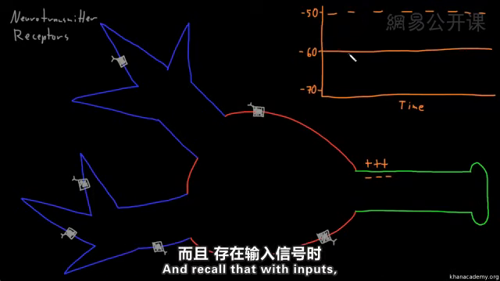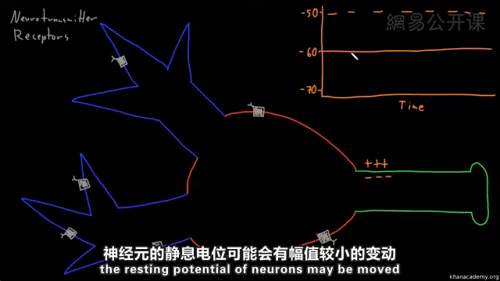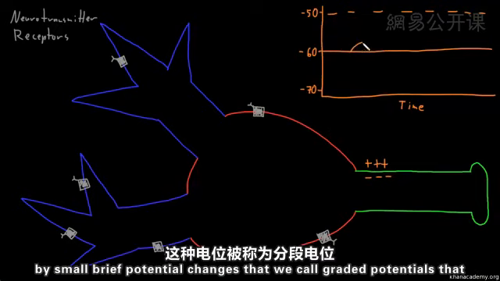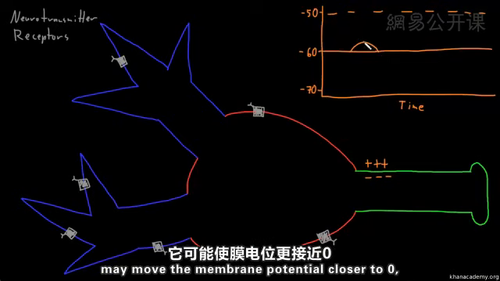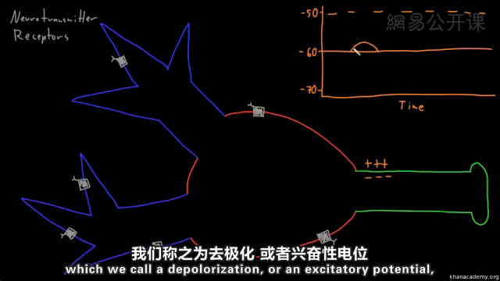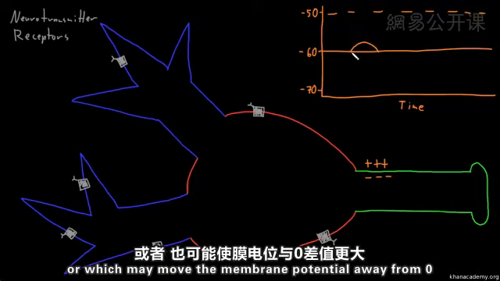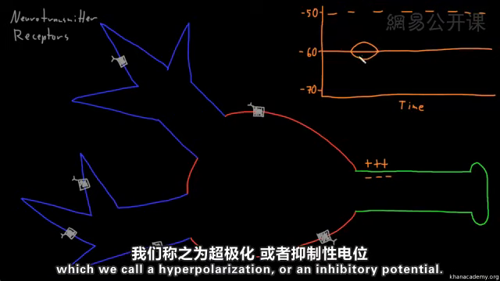And recall that with inputs, the resting potential of neurons may be moved by small, brief potential changes that we call graded potentials that may move the membrane potential closer to zero, which we call a depolarization or an excitatory potential, or which may move the membrane potential away from zero and farther away from threshold, which we call a hyperpolarization or an inhibitory potential.